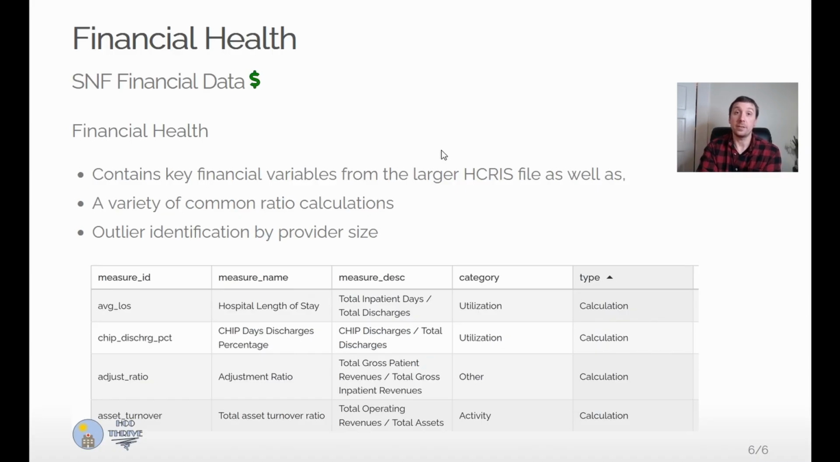Finally, we come to the financial health data set. As I mentioned, this has key variables from the larger HCRIS data set, and then a variety of common ratio calculations and outliers determined by provider size. And that means within each annual release, each measure is compared among providers of similar sizes. And below you can see an example of the documentation.